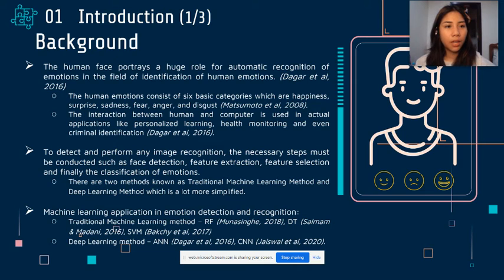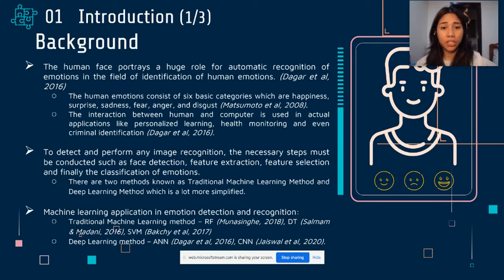Chapter 1. The background of the study shows that the human face plays a huge role in automatic recognition of emotions in the field of identification of human emotions. There are six basic categories, known as happiness, surprise, sadness, fear, anger, and disgust. Another emotion that can be added is the neutral emotion. The interaction between human and computer is used in actual applications like personalized learning, health monitoring, and even criminal identification.